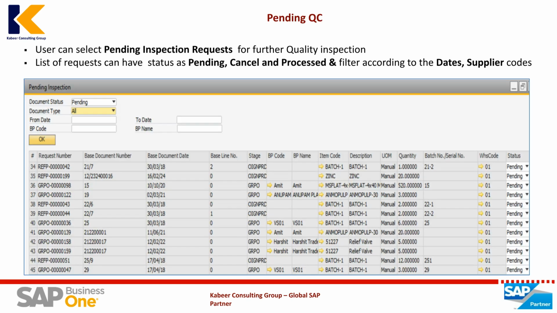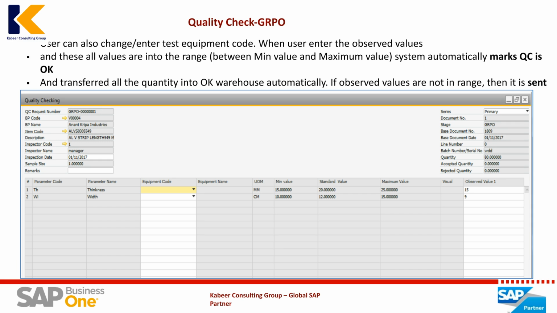The Pending QC screen allows users to select pending inspection requests for quality inspection. Requests can be filtered by status, such as pending, cancel, or processed, and by dates or supplier codes. In the Quality Check GRPO screen, users enter observed values. If these values are within the defined minimum and maximum range, the system marks the QC as OK and automatically transfers the quantity to the OK warehouse. If the values are out of range, the item is sent for disposition.